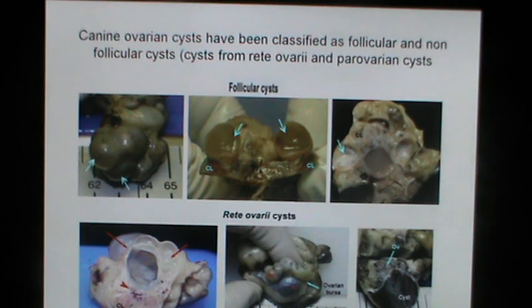Canine ovarian cysts have been classified as follicular and non-follicular cysts. Cysts from rete ovari and parovarian cysts are the non-follicular cysts. Here you can see the follicular cyst, a lot of enlarged follicles present on the canine ovary. When we dissect it out, you can see hollow follicles, and in the lower picture you can see the parabursal cyst of the parabursal region, and the rete ovari cyst.